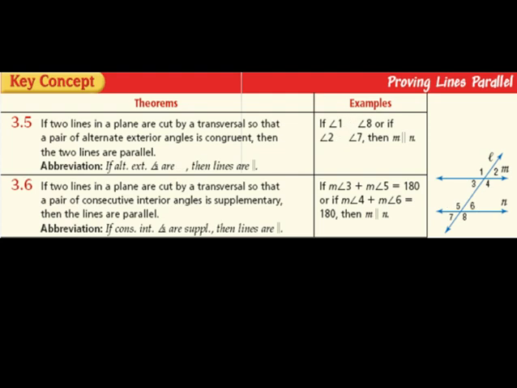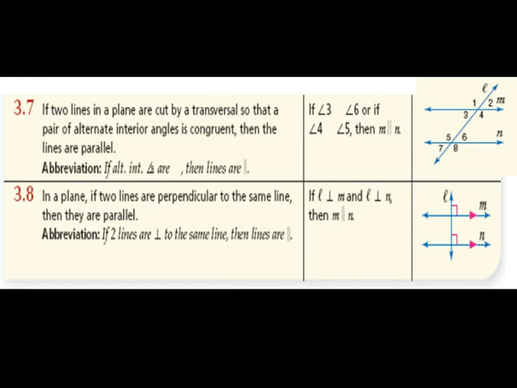Okay, last one here. Theorem 3.7. If two lines in a plane are cut by a transversal so that a pair of alternate interior angles is congruent, then the lines are parallel. Here's our abbreviation. If alternate interior angles are congruent, then the lines are parallel.